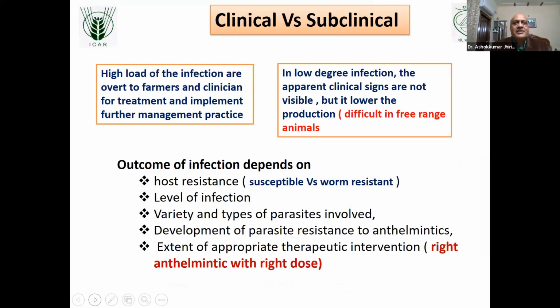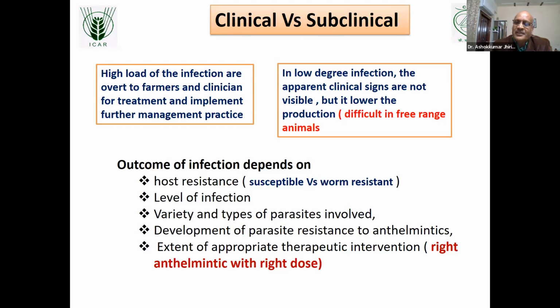Okay, now we are discussing two important slides. One is that the diseases occur in two phases. Either the parasitic disease is in the clinical phase, when the load of the infection is very high in the animal, and because of the high load the animal is suffering from the clinical phase of disease. These are very easily identified by the farmers and clinicians, and they can better plan the treatment strategy.